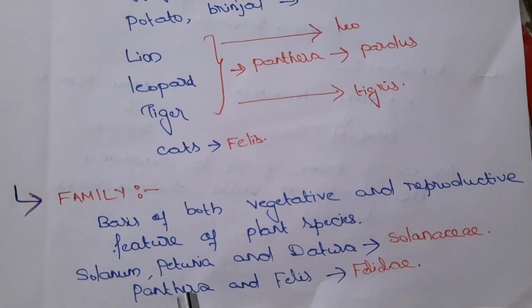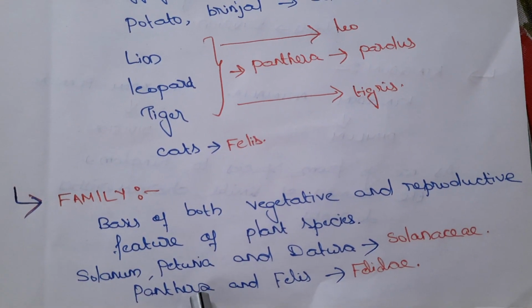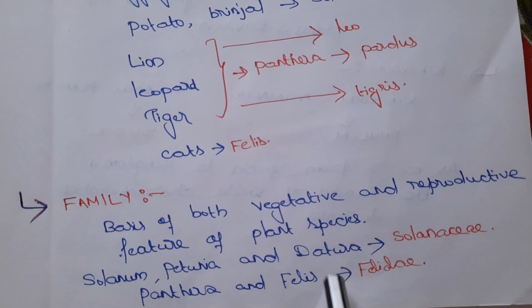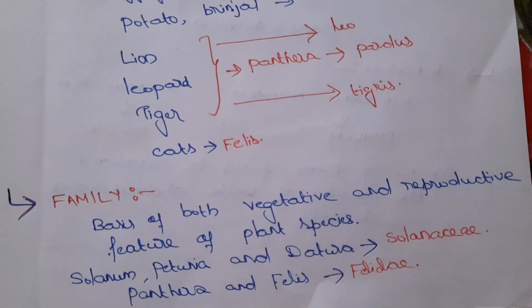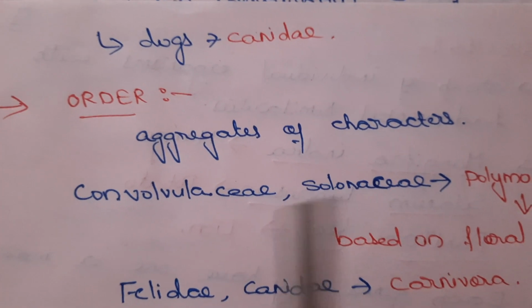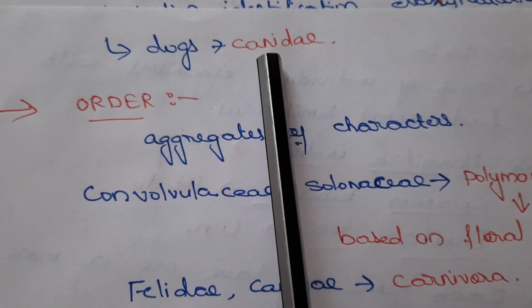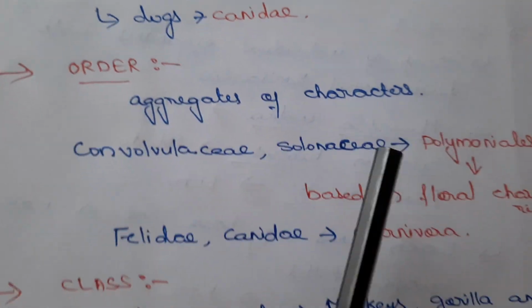Then Panthera and Felis. Felis indicates the cats. They come under a family known as Felidae. Whereas the dogs come under a different family known as Canidae.